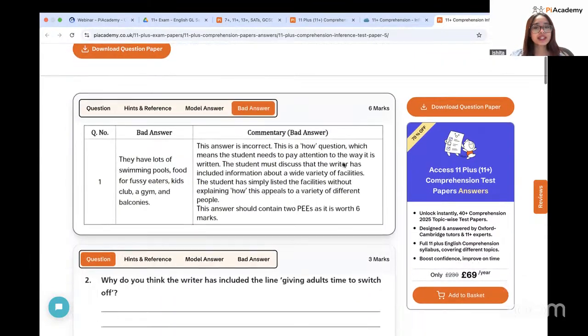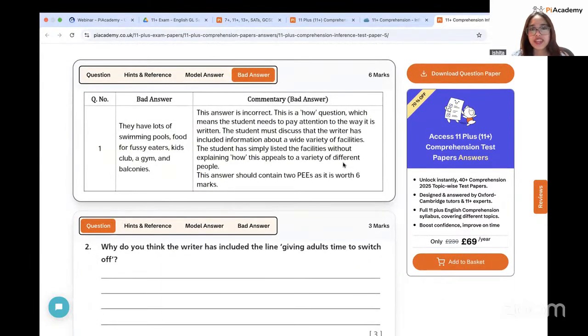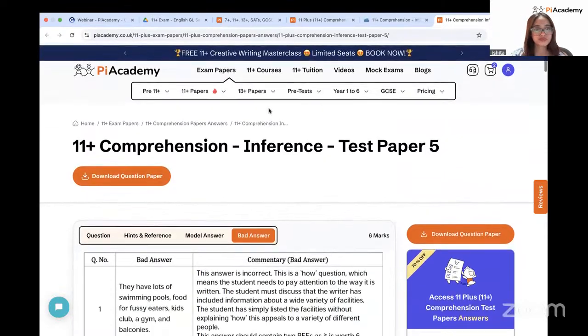And we've also included a bad answer. Now, you might be thinking, well, why on earth would you include a bad answer? That's because we've actually analysed how students write in the actual exam. So based on that, we've given a dummy answer, which a lot of poorly performing students have done. And we've given a commentary on why the answer is incorrect. So this will help you understand what to actually avoid in the actual exam.